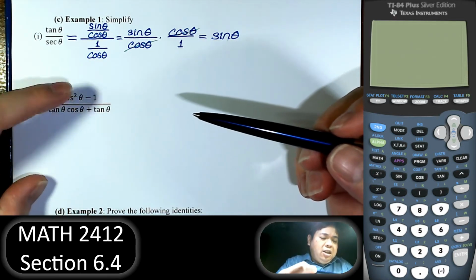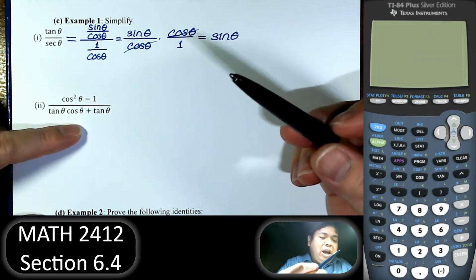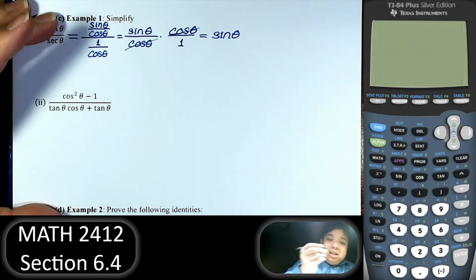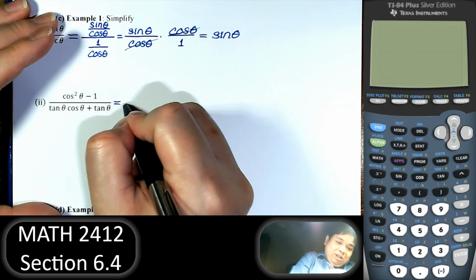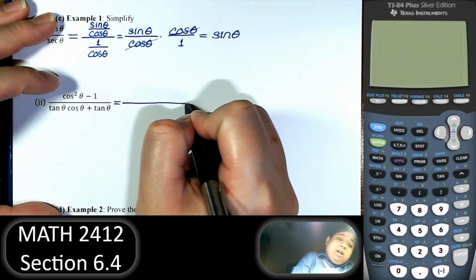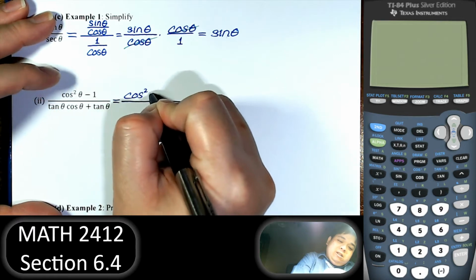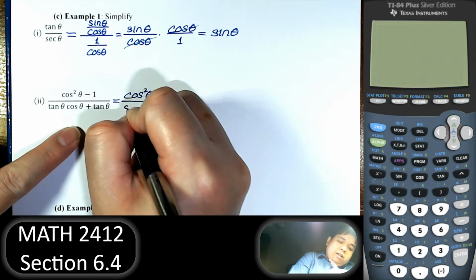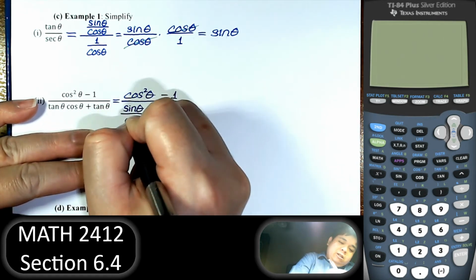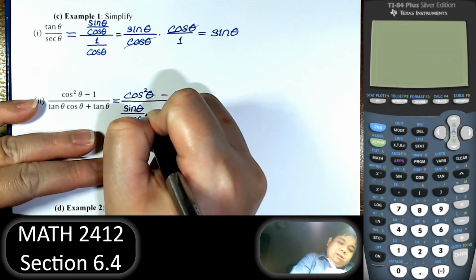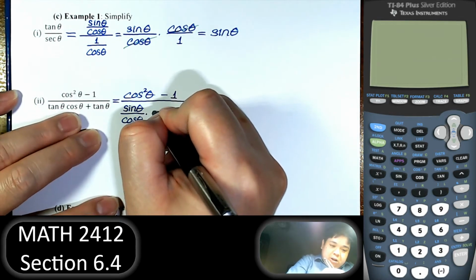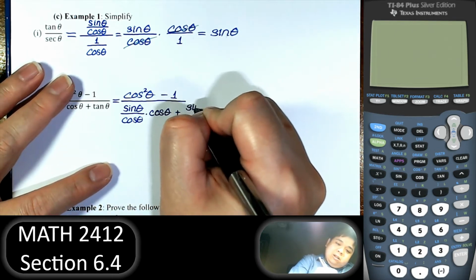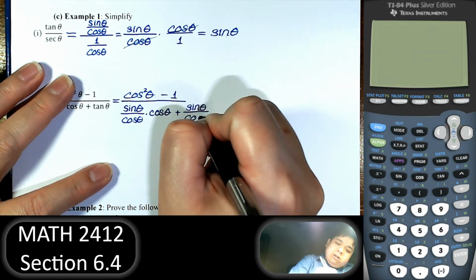Well, the next one, let's see what we can do. There's tangent, there's sine, there's cosine. So it might help to write everything in terms of sine and cosine. It might not be the best, but it's not wrong. I'll keep cosine squared on the top. At the bottom, I will have sine over cosine times cosine, and then tangent is sine over cosine.